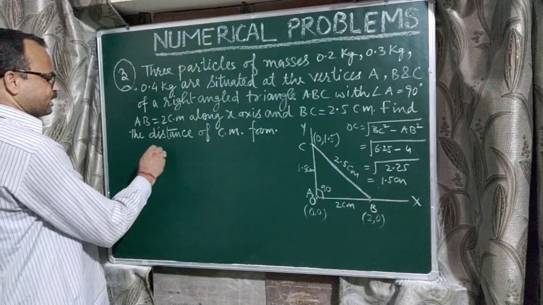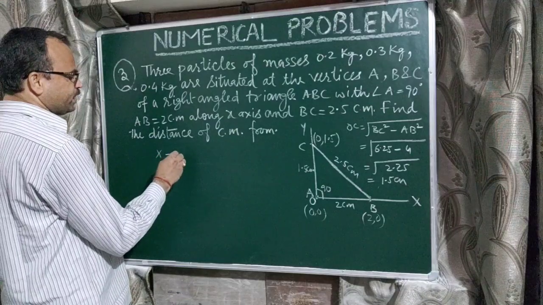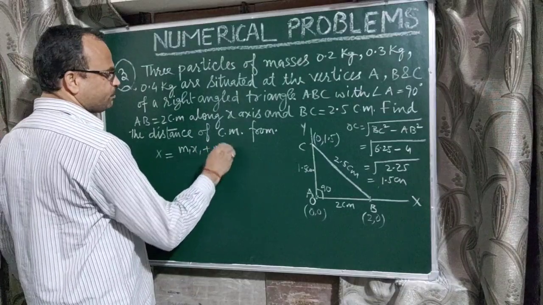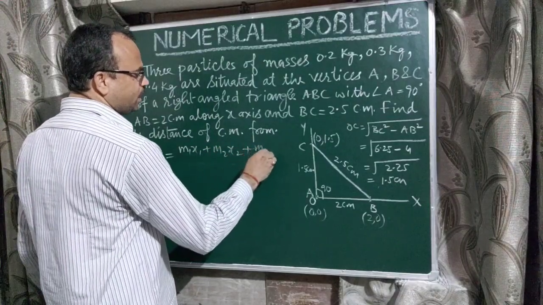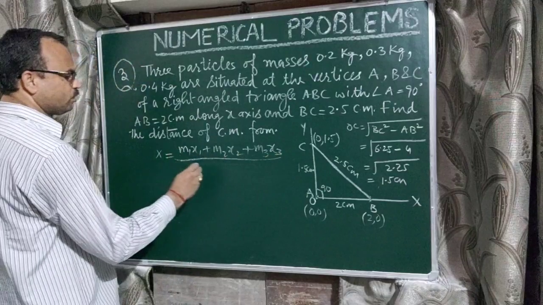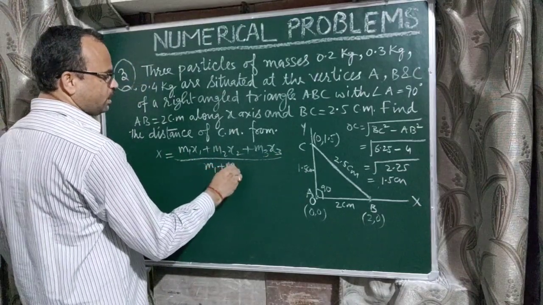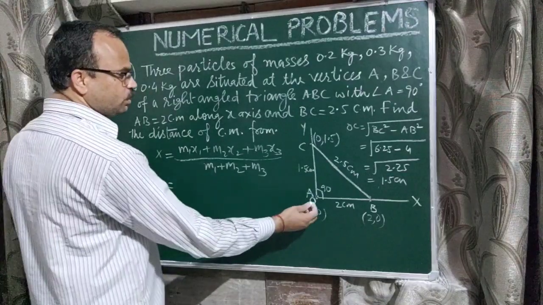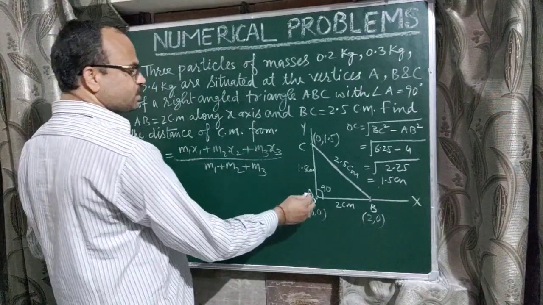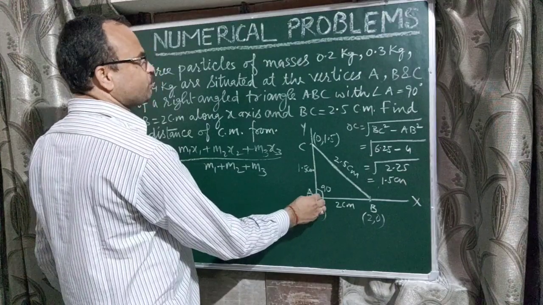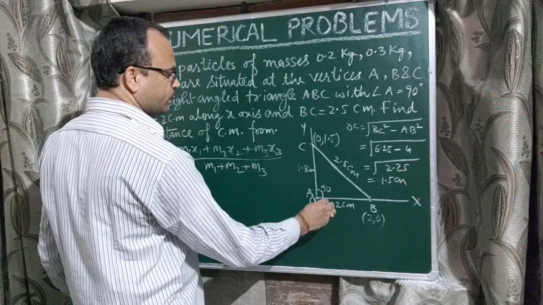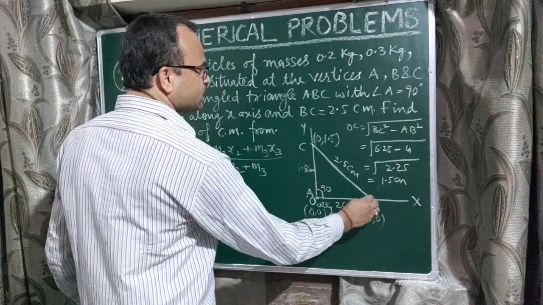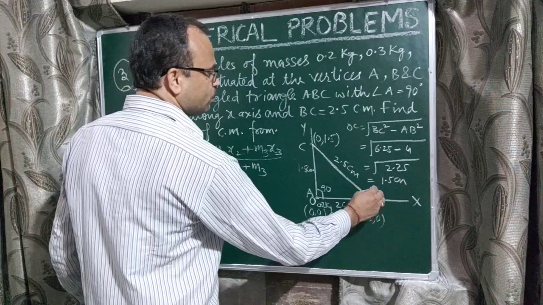So first we find the x coordinate of the center of mass, which is given as x equals (m1 x1 + m2 x2 + m3 x3) upon (m1 + m2 + m3). Now substitute the values. The mass at point A is 0.2 kg. The mass at vertex B is 0.3 kg.